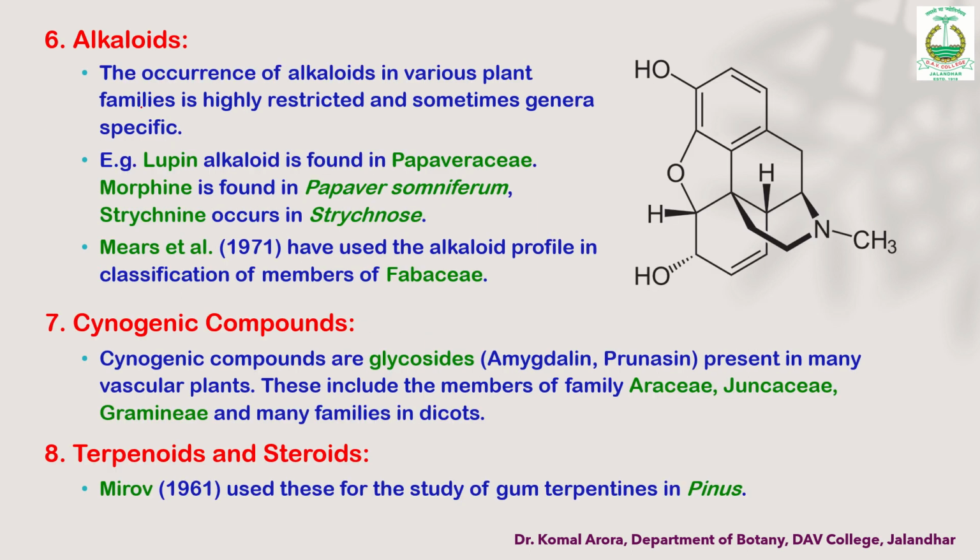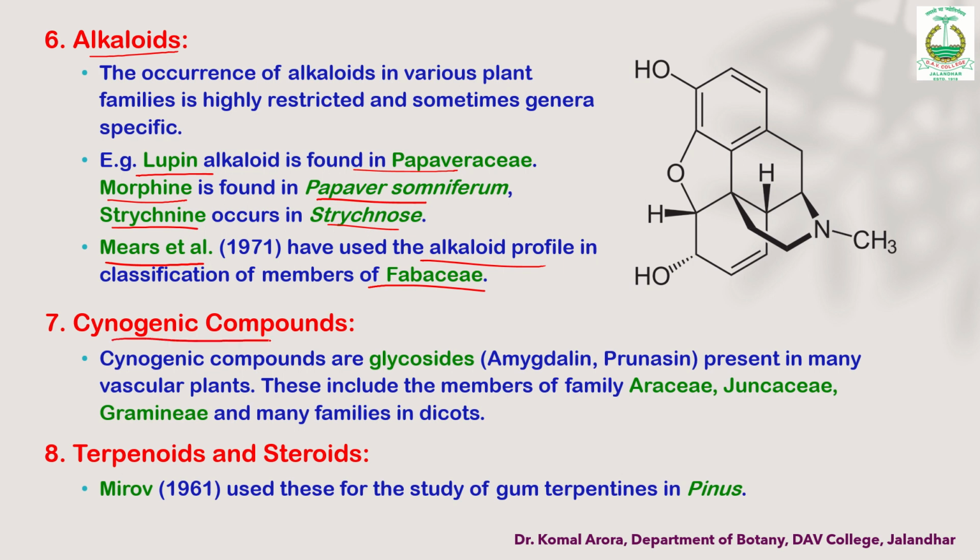Now, the next secondary metabolite is alkaloids. Alkaloids are highly restricted and present only in a few genera of plants. Like lupin is found in Papaveraceae. Morphine is found in Papaver somniferum. Strychnine occurs in Strychnos, so they are highly species specific and can be helpful in identification. Similarly, Mears et al. have also used alkaloid profile as a main criterion for classification of members of Fabaceae.